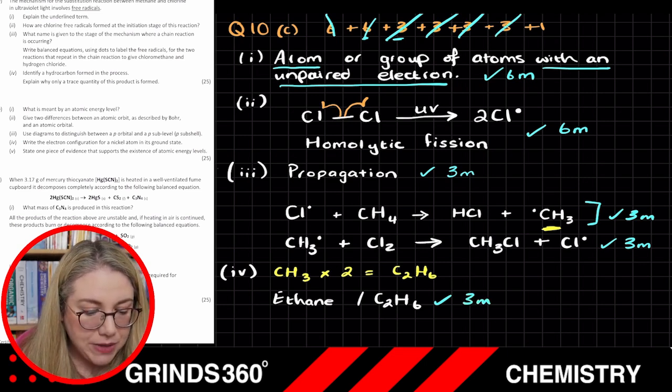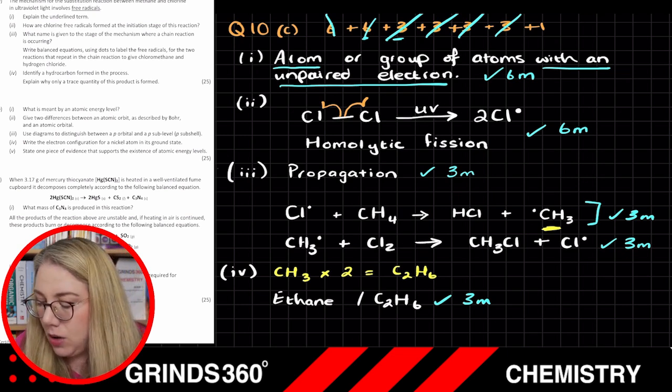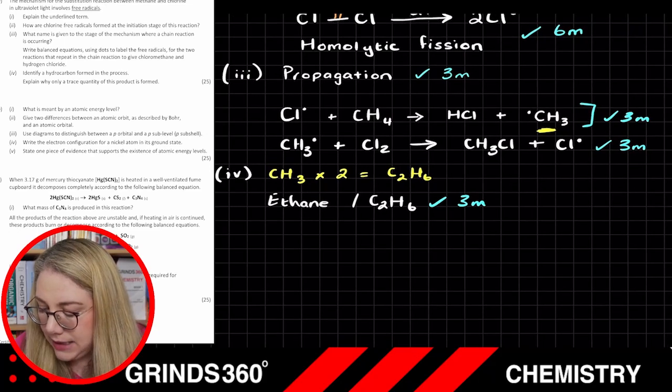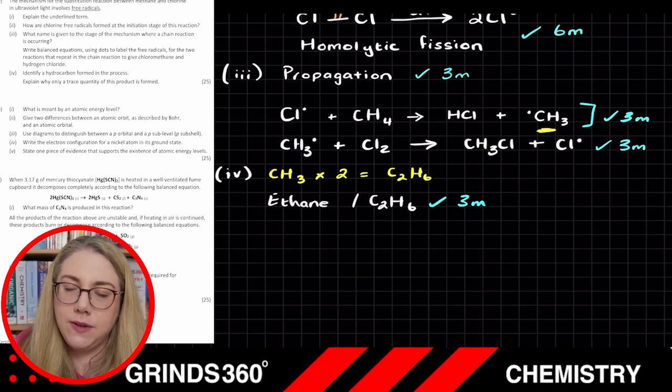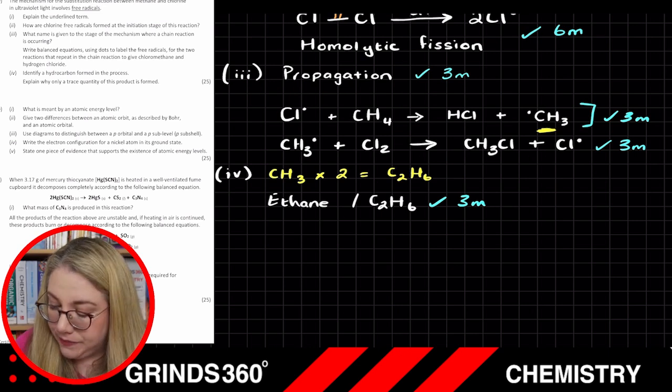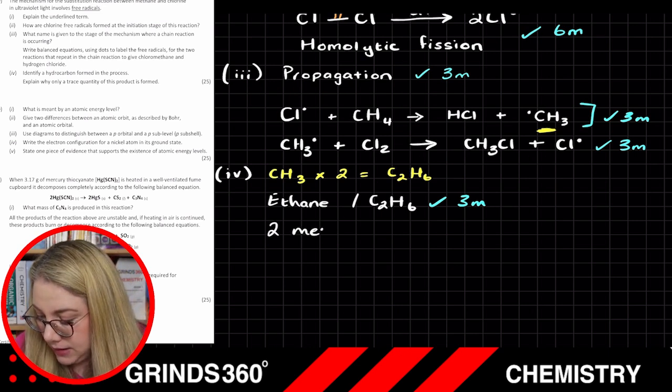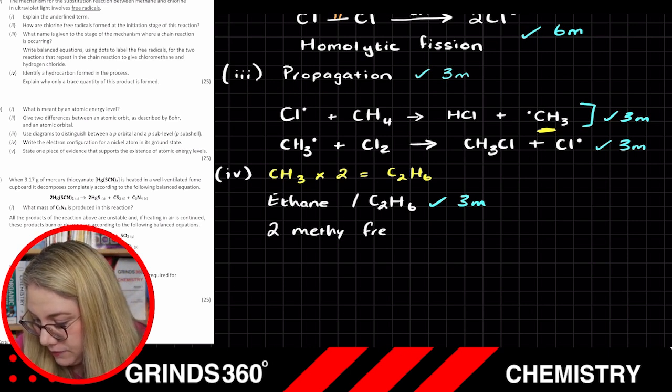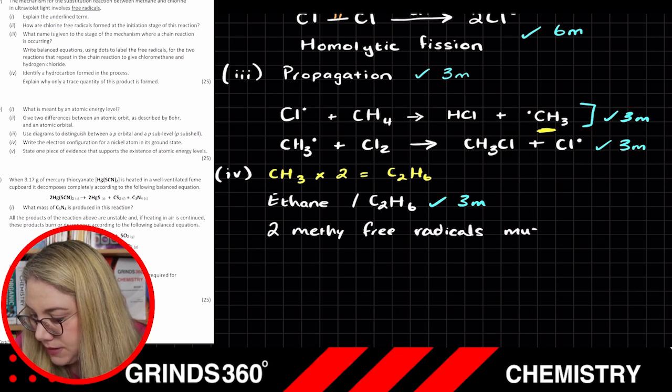Then the very last one. Explain why only a trace amount of this product is formed. Now, this caught everyone in 2019. Because in order for you to form ethane, 2 methyl free radicals have to combine. So 2 methyl free radicals must combine or collide.